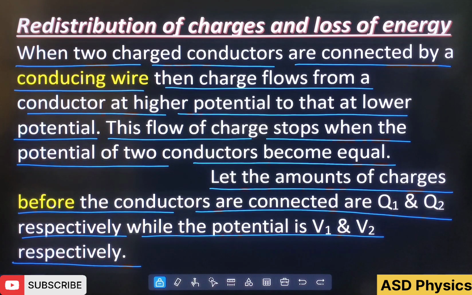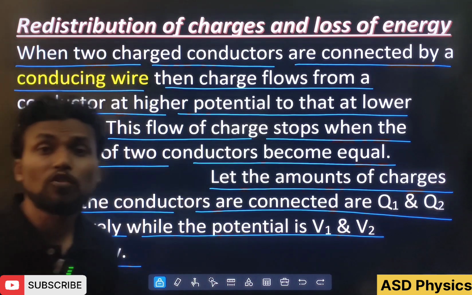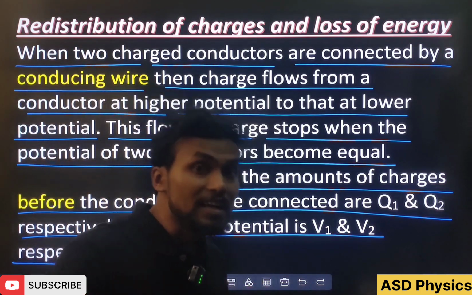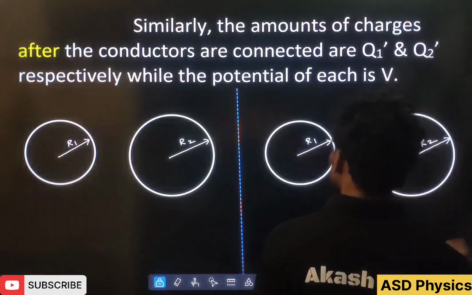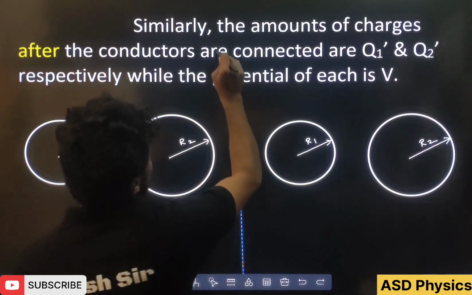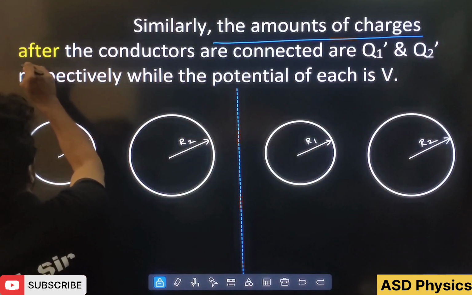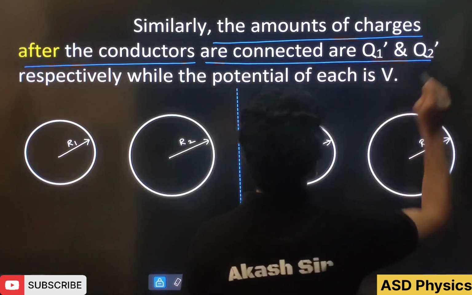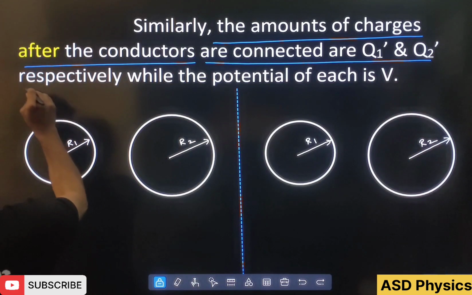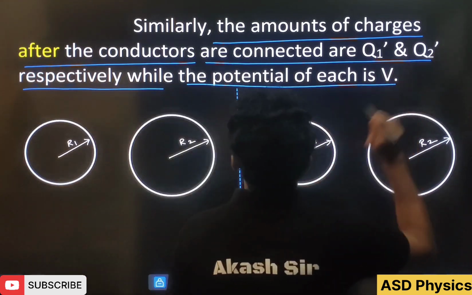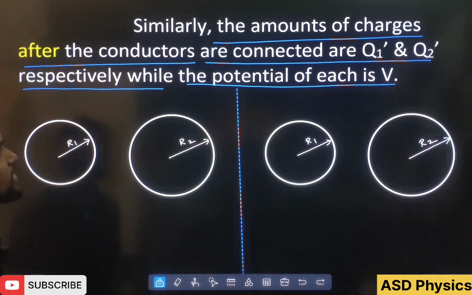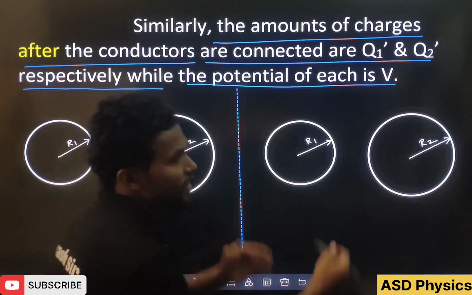So you can see very well students, here two conductors are there. The initial charges on them are Q1 and Q2, and their potentials are V1 and V2. This is the initial situation. After that, what is going to happen? They are going to be connected by the wire. Similarly, the amounts of charge after the conductors are connected are Q1 dash and Q2 dash respectively, while the potential of each is V. So here we have taken the two situations: this is the initial situation, this is the final situation.